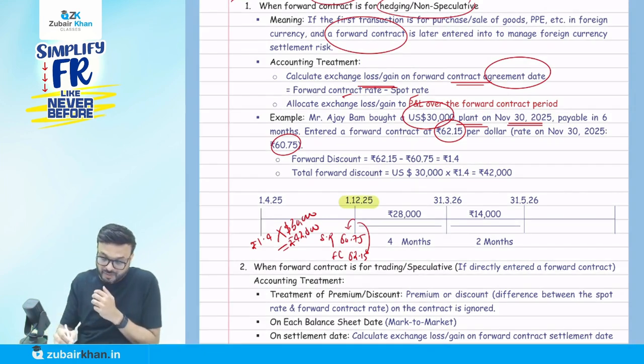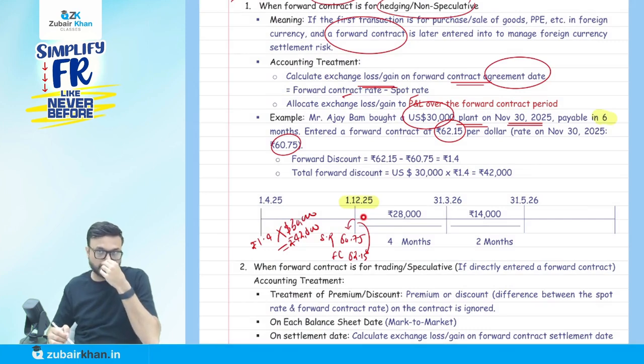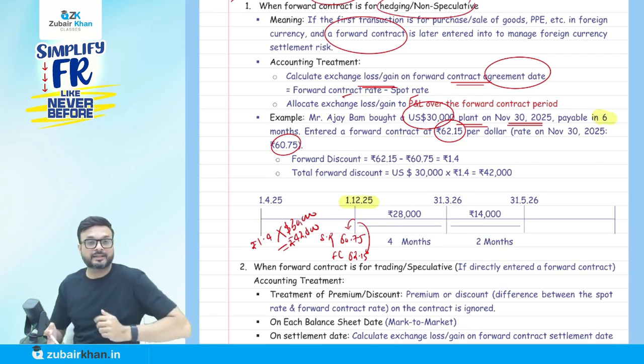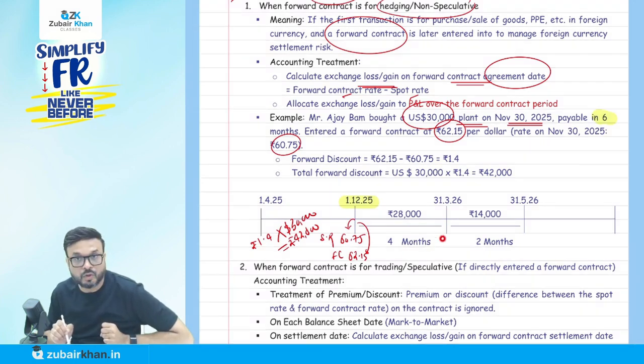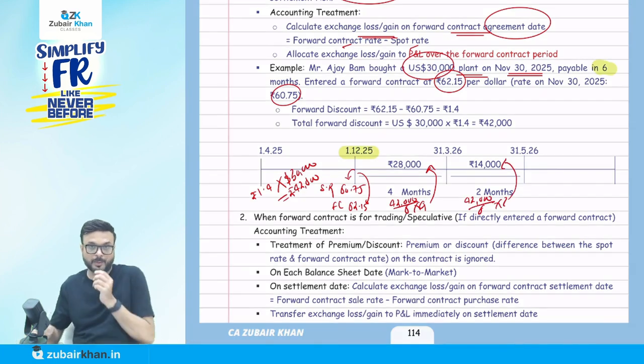But we enter into the forward contract for 6 months. It is mentioned that it is for 6 months. Now we enter into the contract on 30th of November, 1st of December. The year is going to end on 31st of March. 4 months will come in this year and 2 months will come in the next year. So proportionately, this 42,000: if this loss is for 6 months, how much will be for 4 months? That will come to 28,000. If 42,000 is for 6 months, then how much will be for the 2 months? This will come to 14,000. You got the point. This is how we do that.